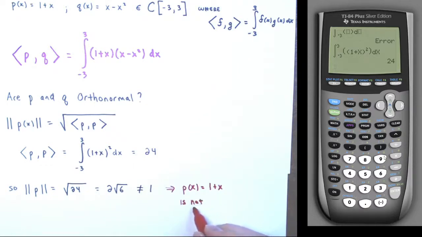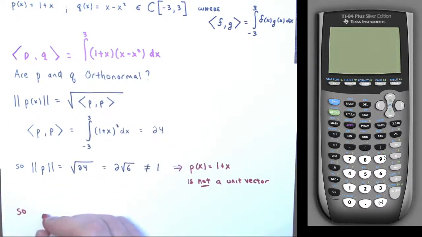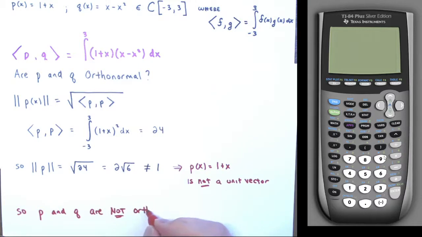And if any one of the vectors is not a unit vector under that inner product, then they're just straight up orthogonal and not orthonormal. Right, so P and Q are not orthonormal.